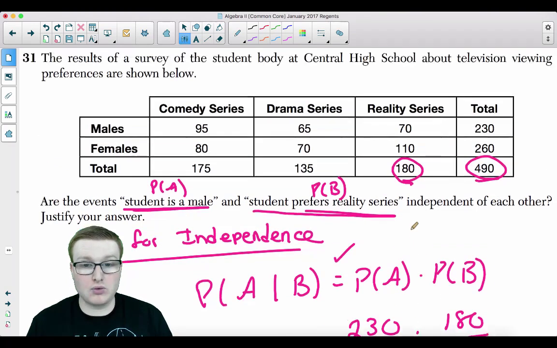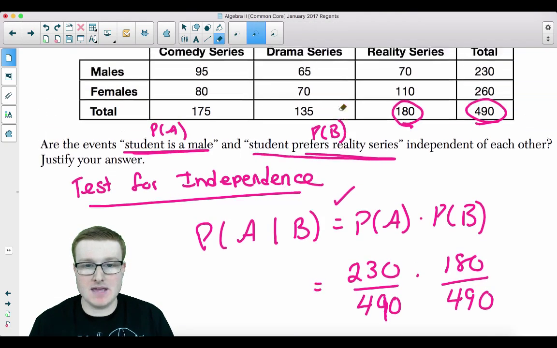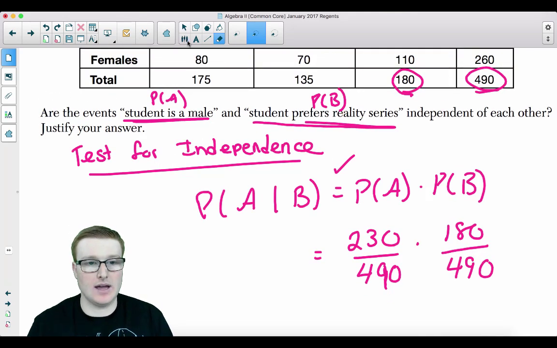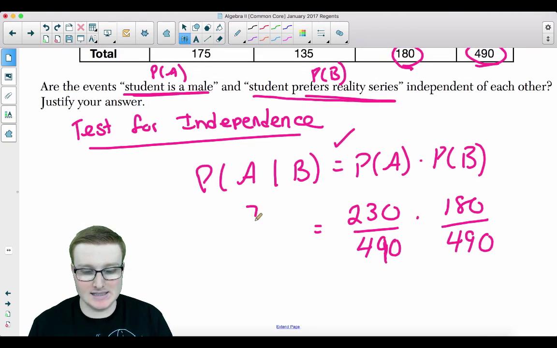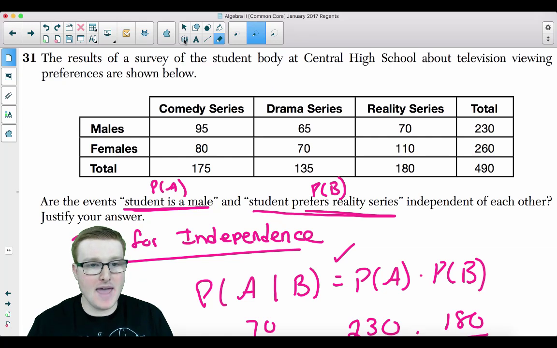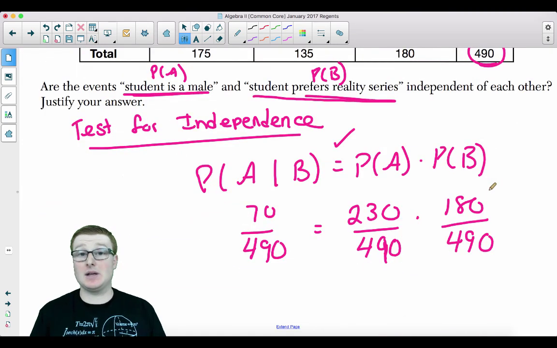Now, the probability of A given B is 70 out of 490. Okay, so the probability of A given B is 70 out of 490. Well, how did I get that? Well, I'll tell you. The probability of being a male, given that they like a reality series, there's 70 people there, and it's out of the total amount of people of 490. Okay, that's how we got that number.